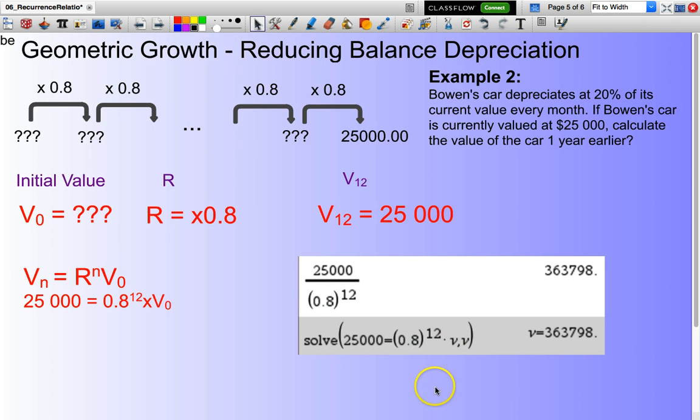So there you have it. Two examples demonstrating the reducing balance depreciation method.